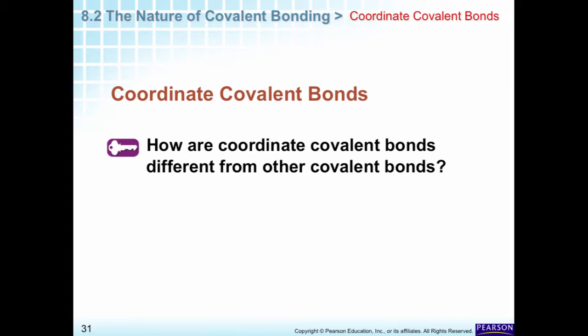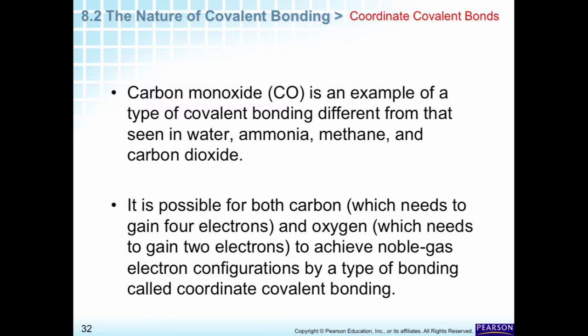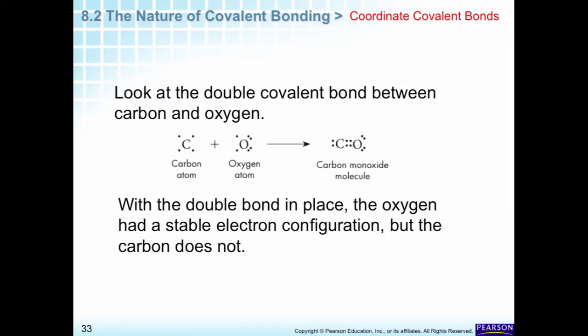Okay, there's something also called coordinate covalent bonds, and they're a little bit different from other types of covalent bonds. Carbon monoxide is an example of a type of covalent bonding different from that seen in water, ammonia, methane, and carbon dioxide. It's possible for both carbon, which needs to gain 4 electrons, and oxygen, which needs to gain 2 electrons, to achieve noble gas electron configuration by a type of bonding called coordinate covalent bonding.